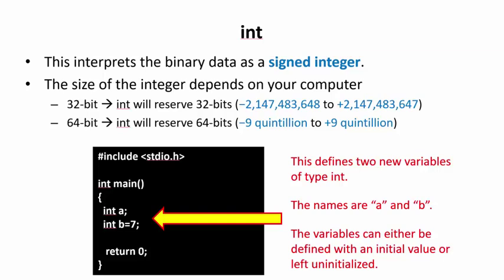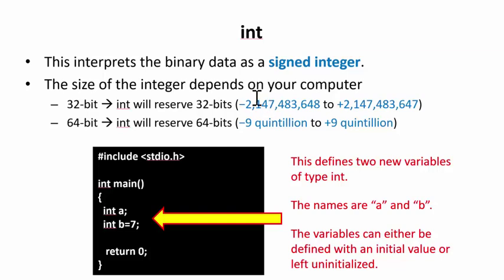Okay, now the int is the keyword in C, and it means a signed integer. Okay, now how many ones and zeros will an integer reserve when you define a variable of type int? Well, it actually depends on your computer. Okay, so if you have a 32-bit processor, a 32-bit laptop, that means that it's going to reserve 32 bits of information to store a type int.